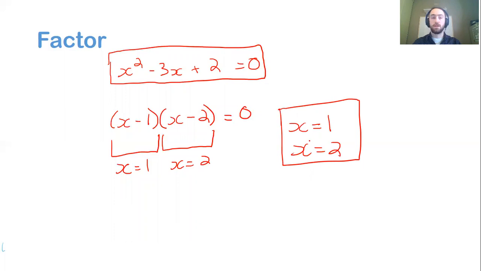So all we do with the factoring method is we factor our quadratic, and then we find the roots. We find out what x value equates each factor to 0. And that's our solution.